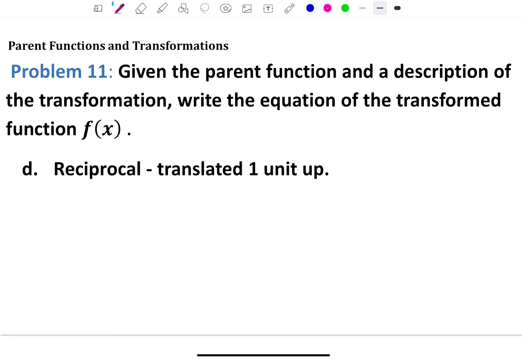Next, we have a reciprocal function translated 1 unit up. So that would be f of x is equal to 1 over x plus 1. The rational function translated 1 unit up.